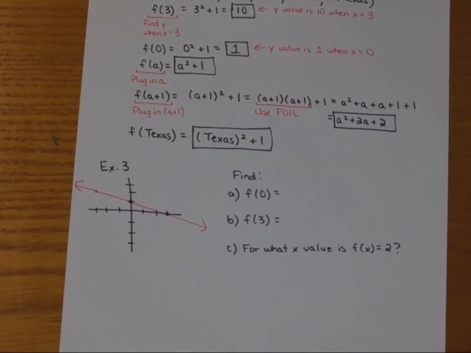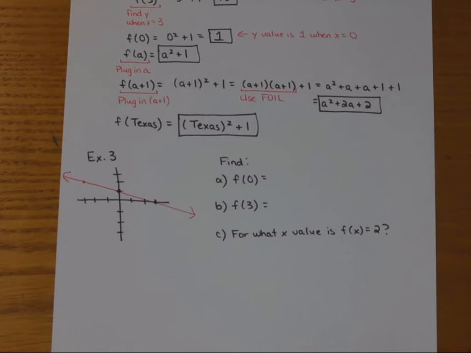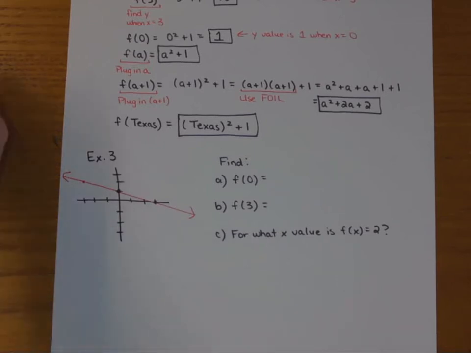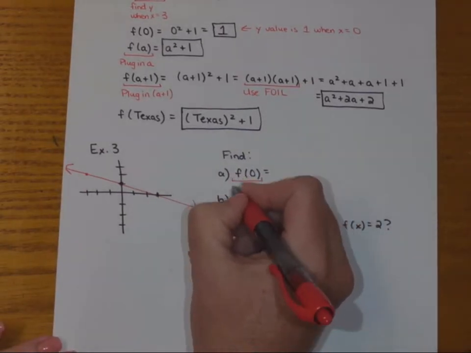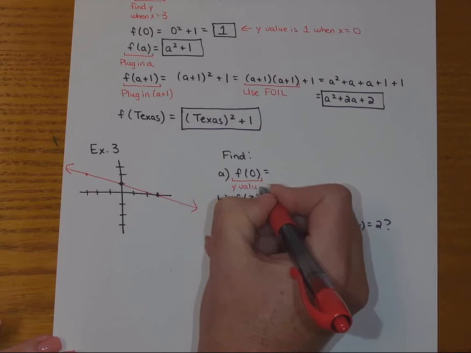Okay, so notice I'm asking you, except for part C, parts A and B are very similar to what I asked you in example 2, but this time you don't have an equation to plug into, right? So I'm asking you for something similar, but how are we going to find it? Okay, well remember, this just represents a y value of some sort.